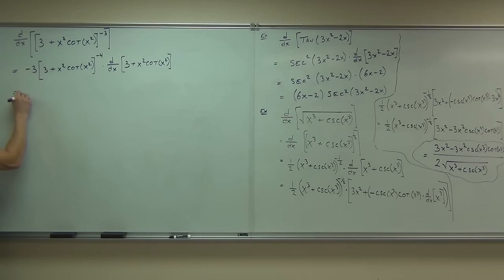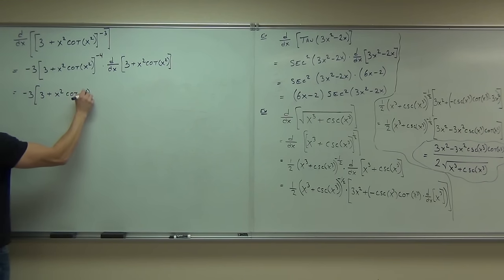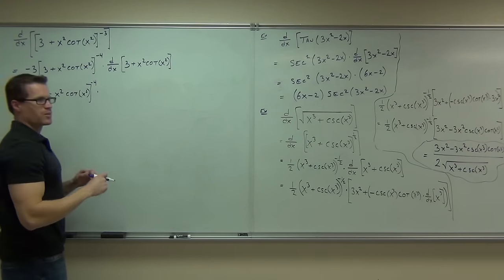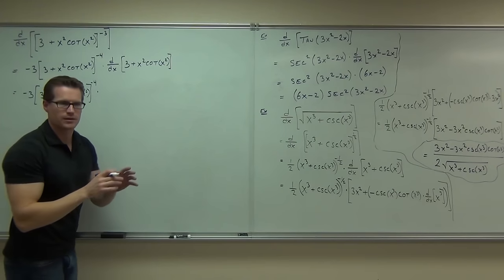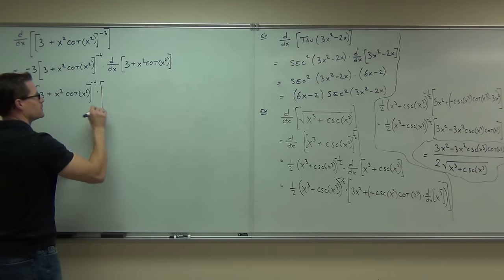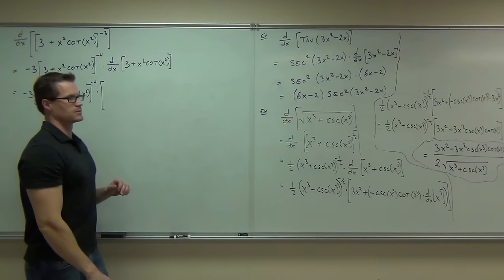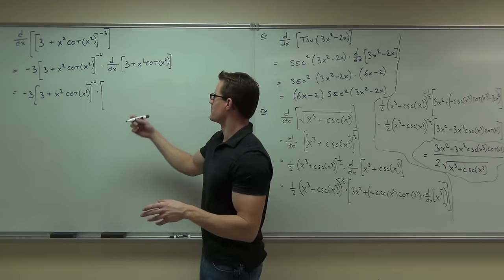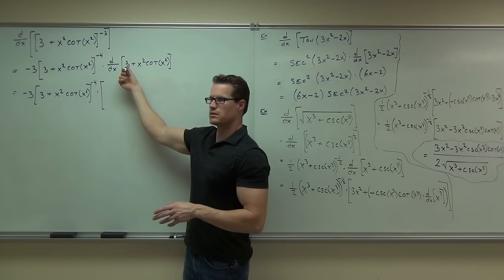So this is -3 x squared cotangent x squared, all right, to the -4, you're done with that piece, times... Probably want a bracket. You need a bracket. Big bracket. Why big bracket? Well, let's look at that. Derivative of 3. Zero. Oh, that's nice.